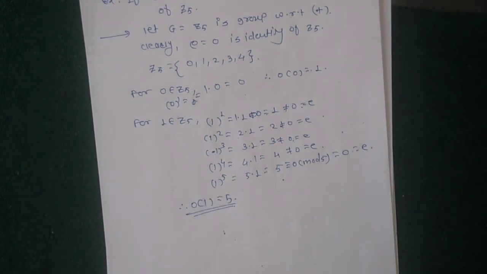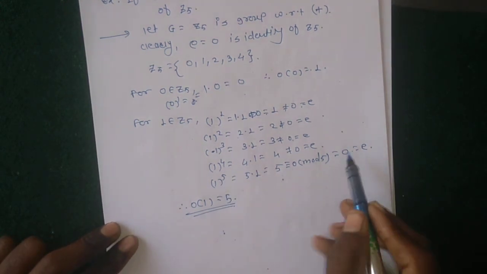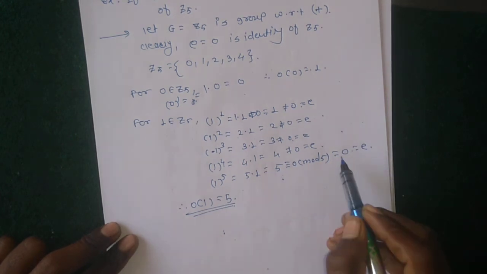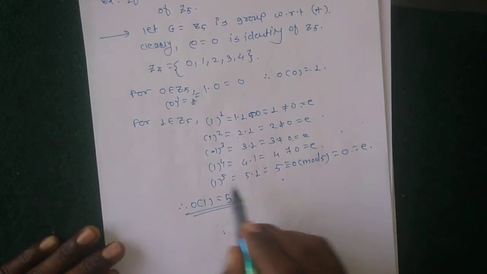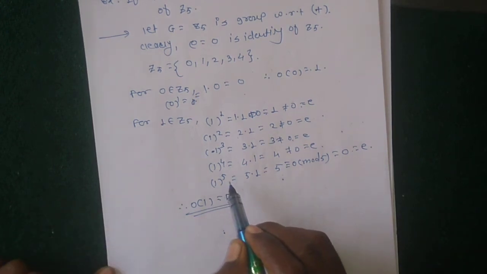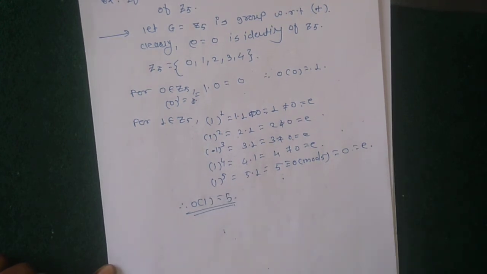This is the definition. Similarly, here 1 raised to 10 also has value 0, because 10 into 1 equal to 10, and 10 is congruent to 0 modulo 5. But here the smallest positive integer n is 5, not 10. Therefore the order of 1 is 5.